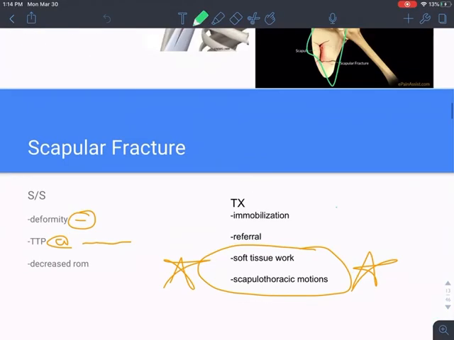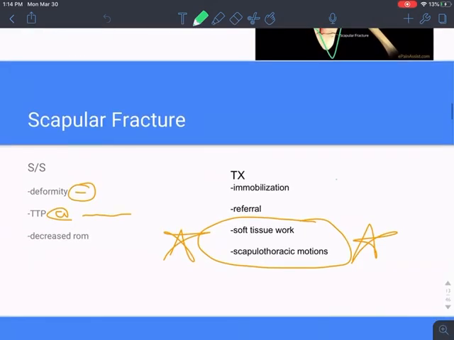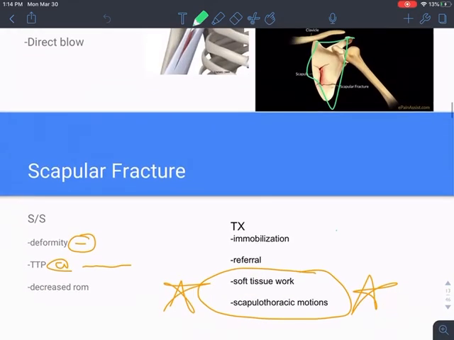Sorry, I'm still getting used to everything. All right. So let's get back into this. We'll talk about these scapular fractures. That's going to be a pain if I have to do that every time. All right, so scapular fractures.